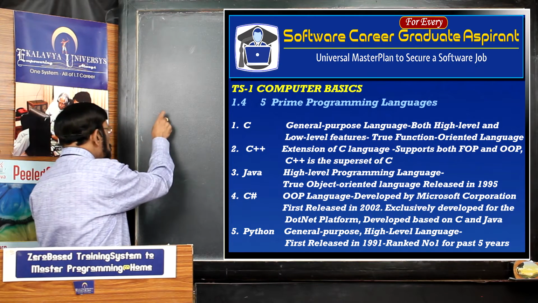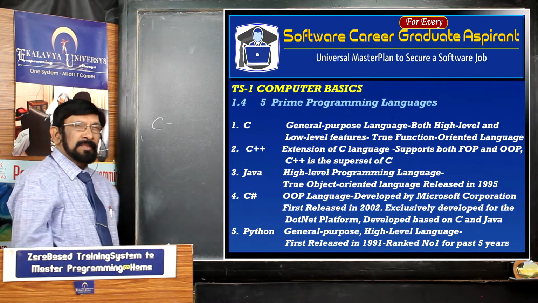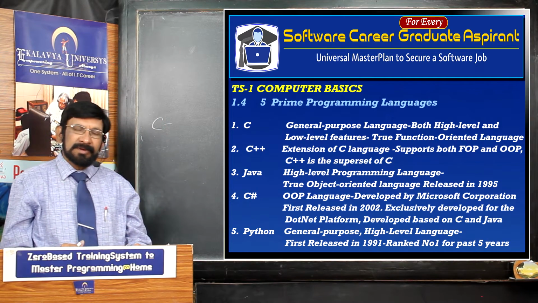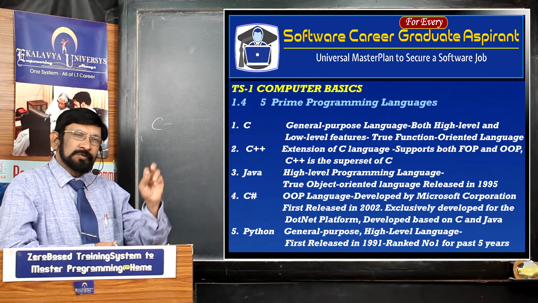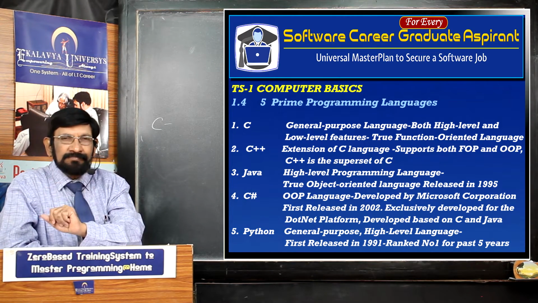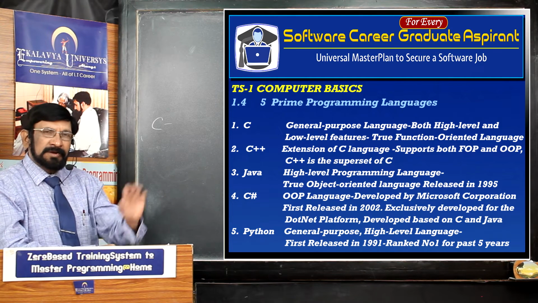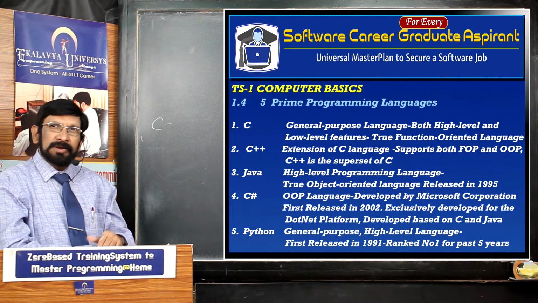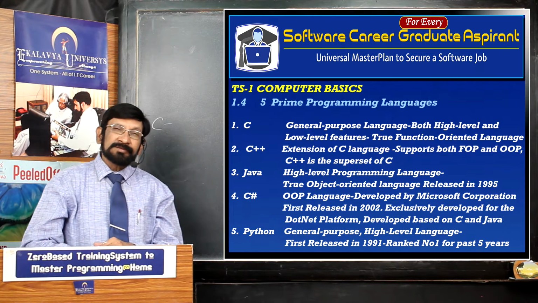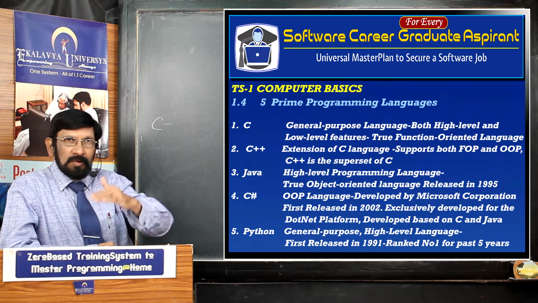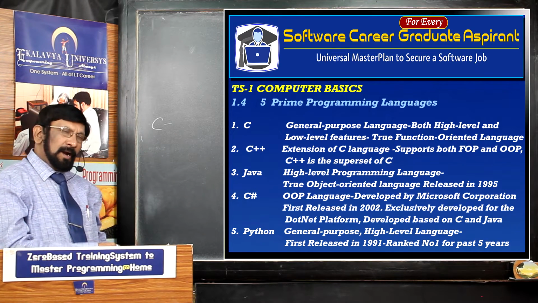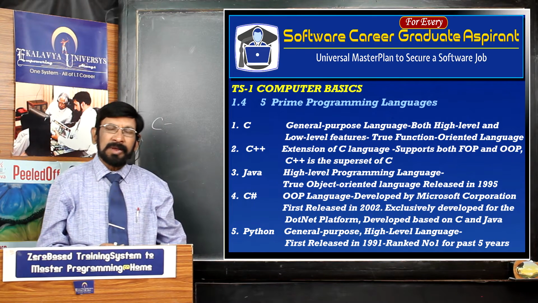The first and foremost important language, C. C is a complete language. A wonderful feature of the C language is it supports both high level and low level. That means high level applications you can write, and low level applications also you can write. That's why it is also called a middle level language. C is the most powerful language.